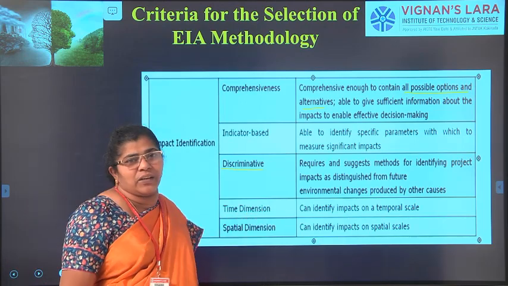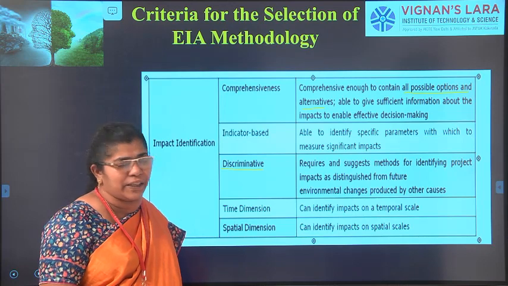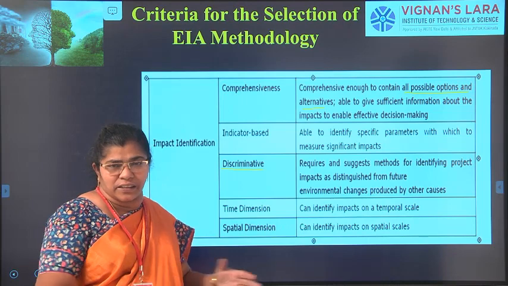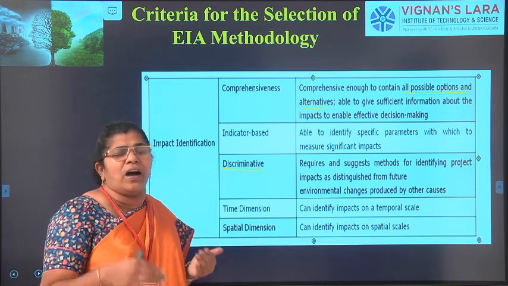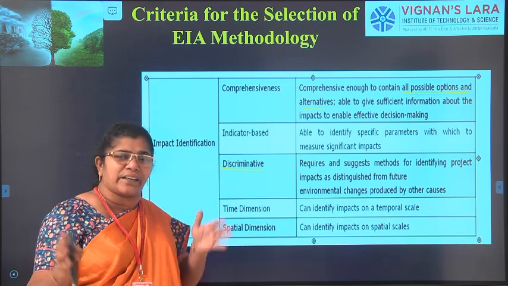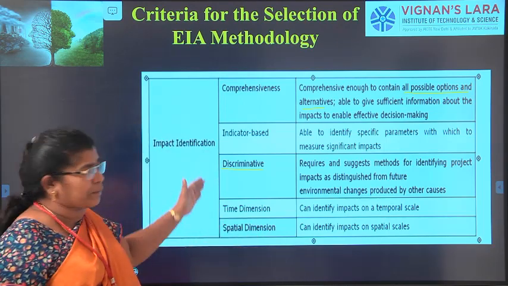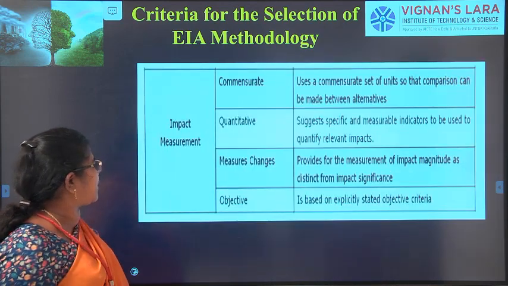Time dimensions. At least it should be known specifically how much time is needed. And also the spatial dimension, that is the space, right? It is this much of effect. Is it local, on the spot only, or is it at state or national level? Which part will be affected? That also the methodology has to give. Right? These are the things that should be there in the methodology.